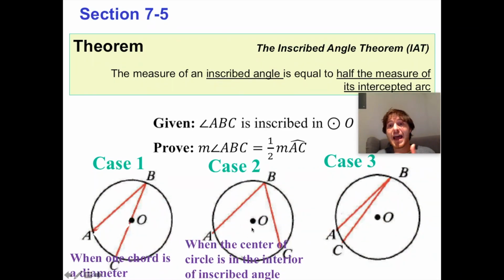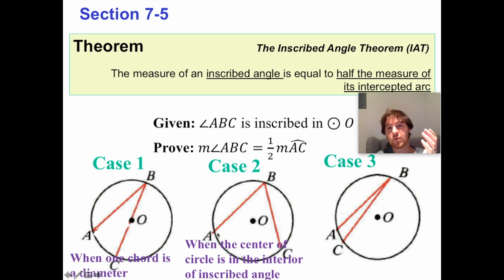So you really have two situations that we're going to need to prove on top of this, where we're going to use what we prove in case one, okay? We're actually going to draw an auxiliary segment in here, another chord that does pass through the middle, and then we're going to use what we proved for that side and that side here. So anyways, the second case is we're going to prove for an inscribed angle where the center would be in the interior of the angle.